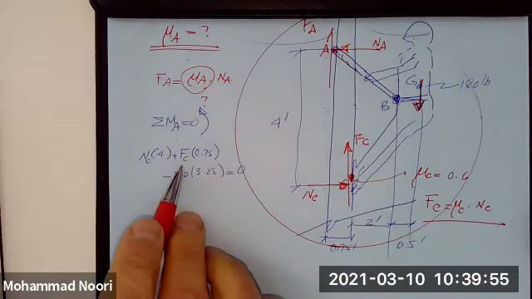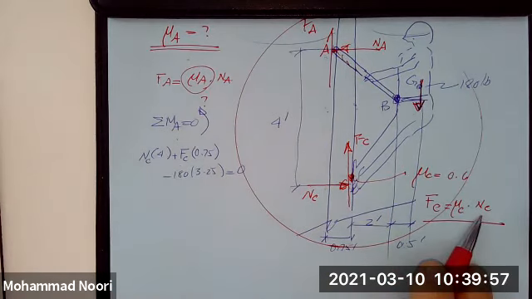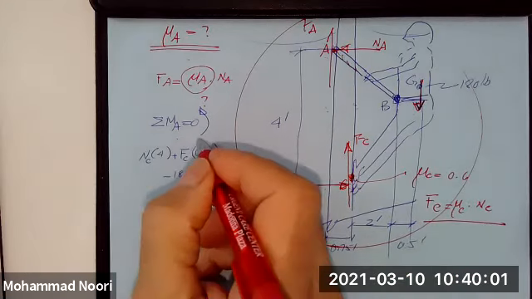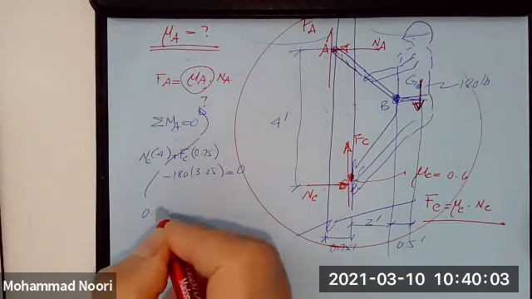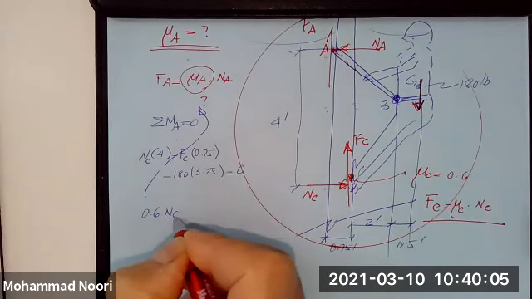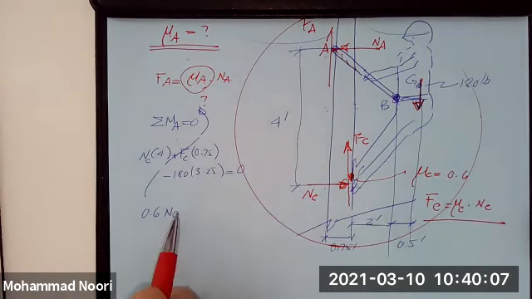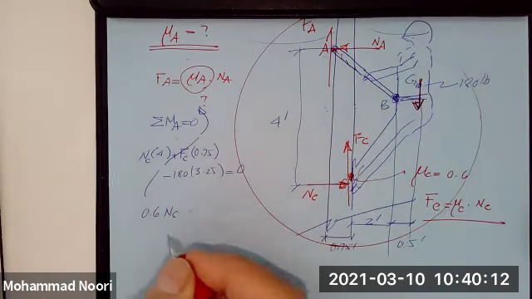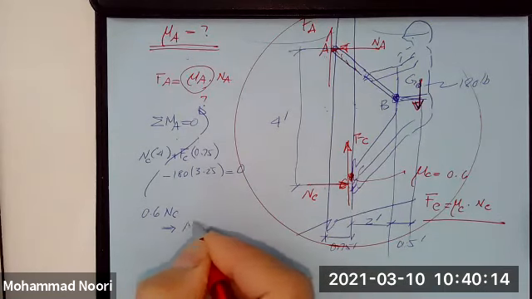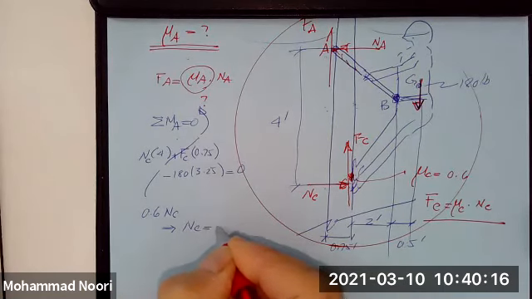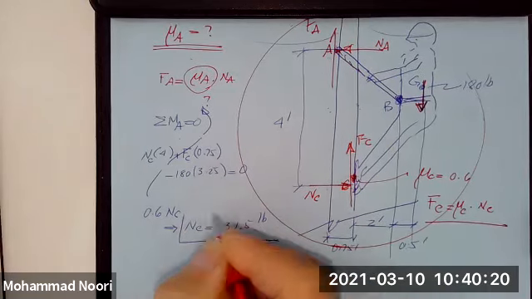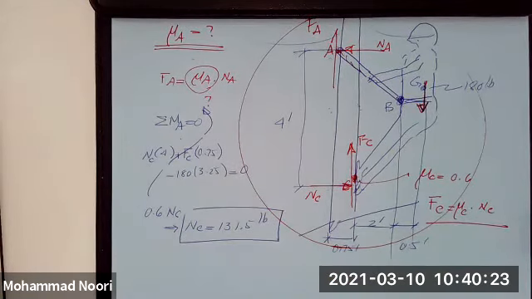All right? F sub C is related to N sub C. The coefficient of friction is given, so F sub C is 0.6 N sub C. I substitute that in here, so I have one equation, one unknown. I get N sub C to be 131.5 pounds. Okay? So I've used up one of the equations of equilibrium.